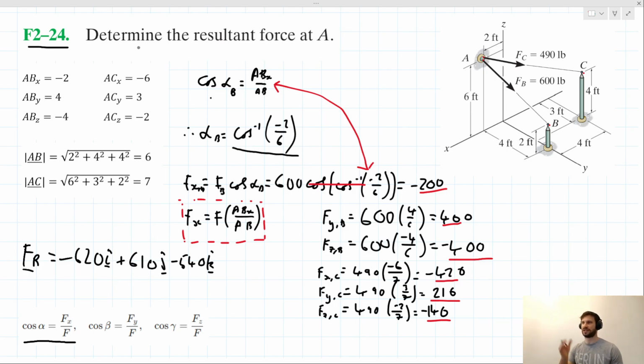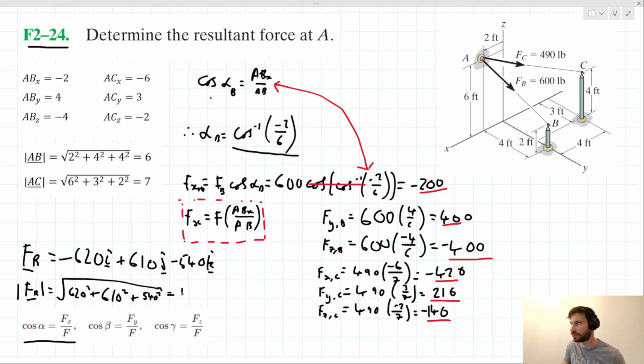Okay, the question's a little bit vague. It says determine the resultant force at A. We've given it in its Cartesian form. Let's, for the sake of it, just give its magnitude as well here. So that is going to take a value of the square root of 620 squared plus 610 squared plus 540 squared, which when we bung in our calculator takes a value of 1,067 pounds.